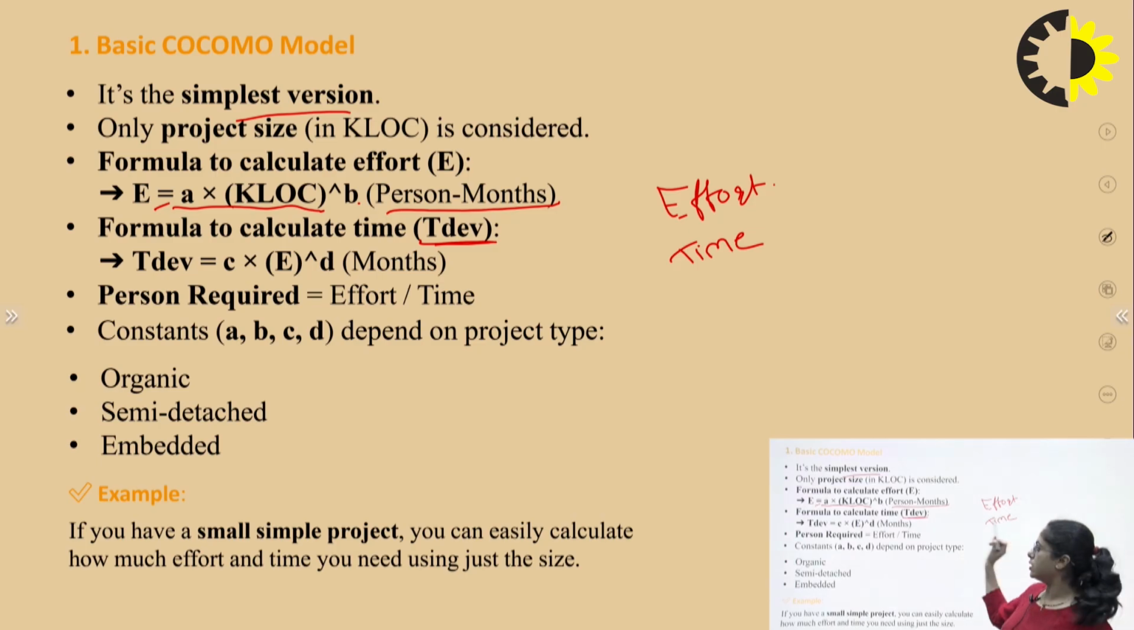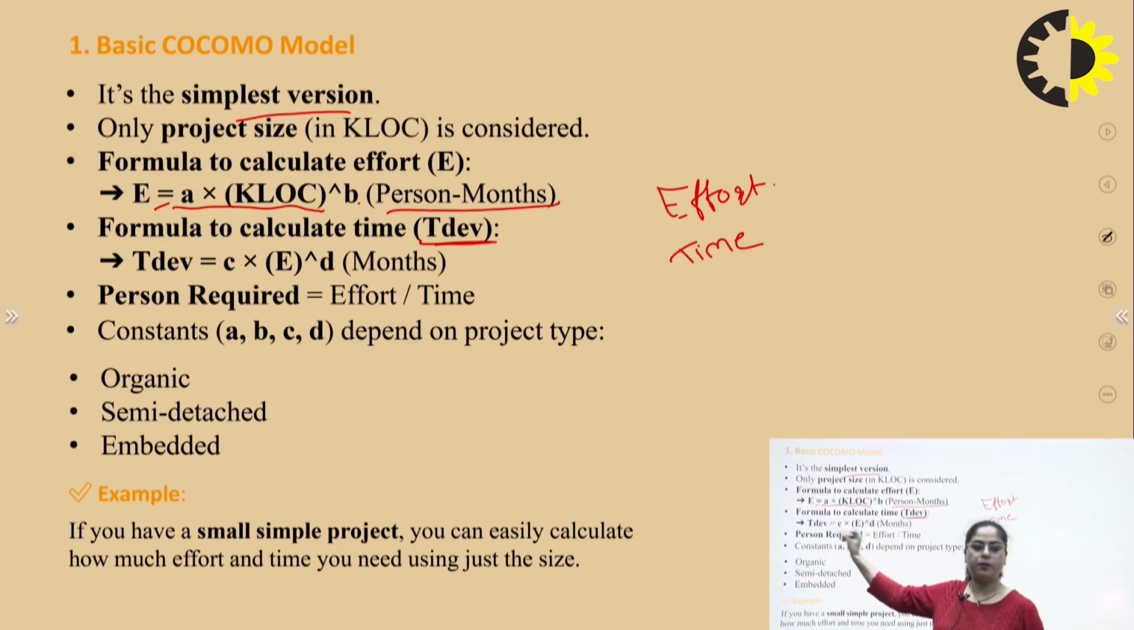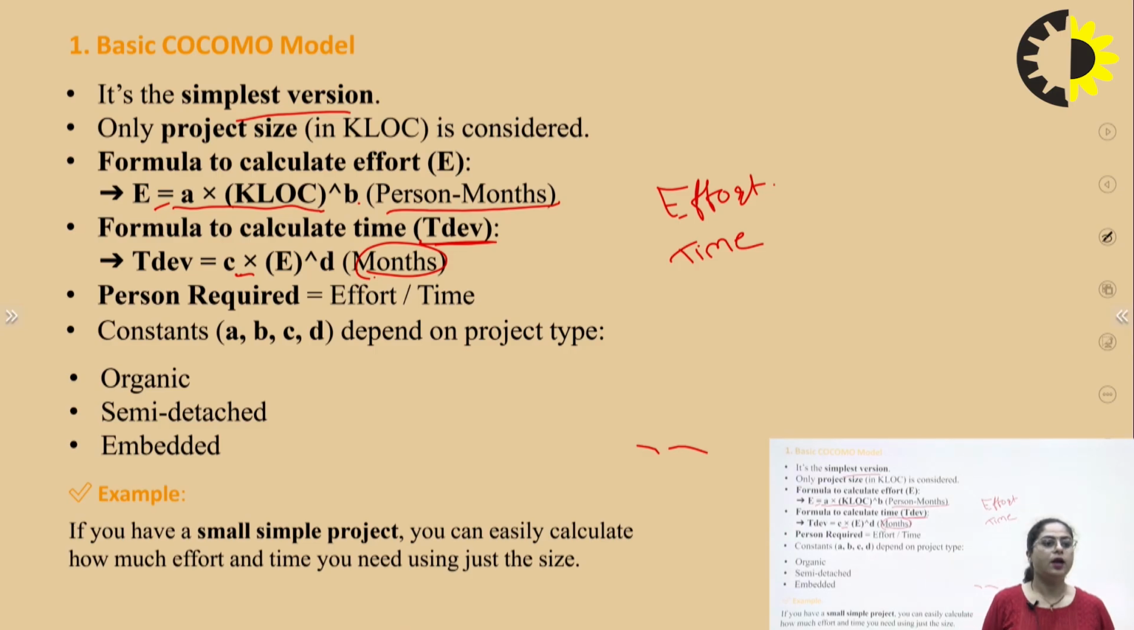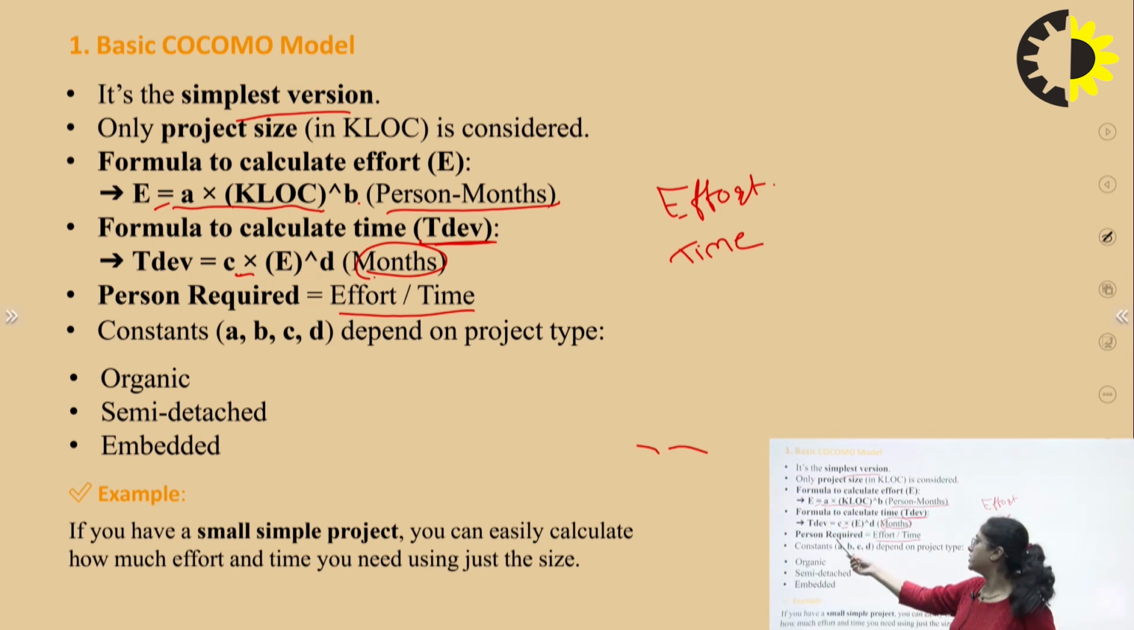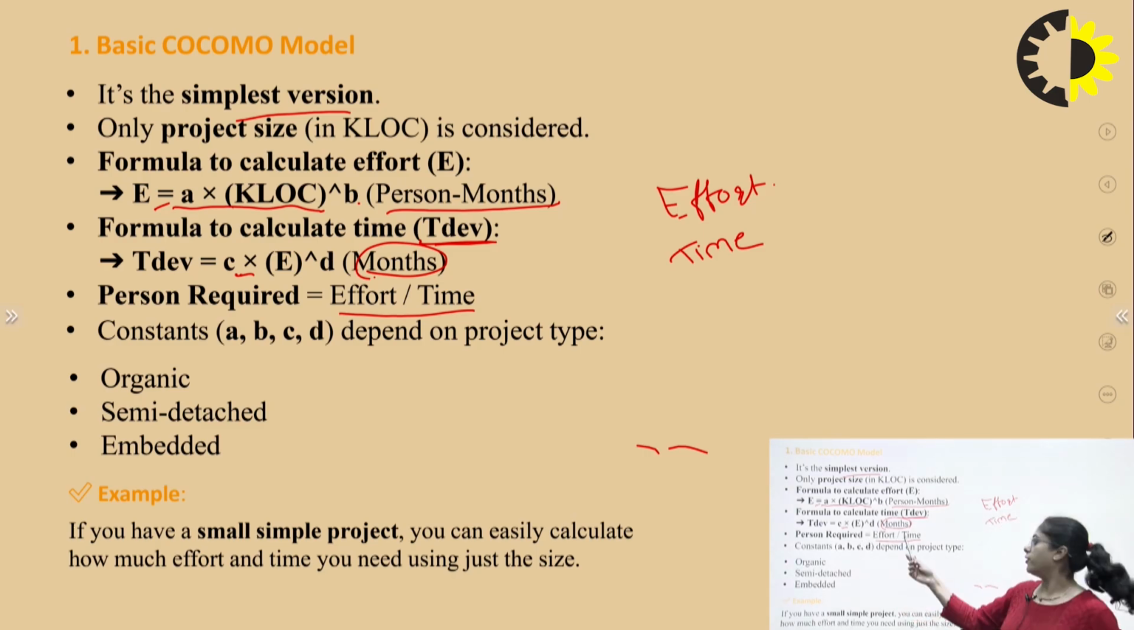Here is the formula for calculating the development time: C, a constant, multiplied by effort to the power D, calculated in months. Time is calculated in months, and effort is calculated in person-months. How many persons are required for making the project? That is effort divided by time. We have calculated the effort and also the time, so persons required is calculated as effort by time.